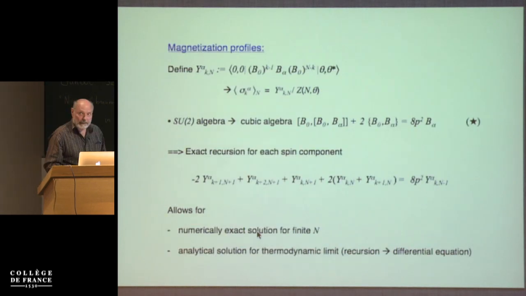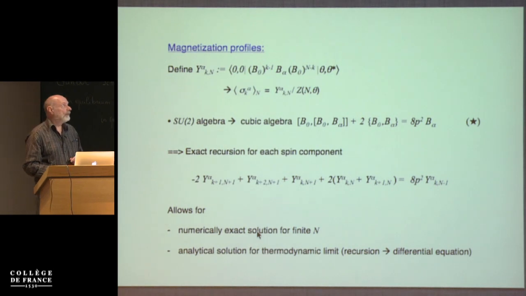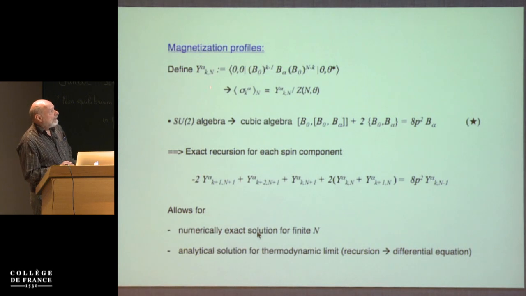Okay, now let's look at the magnetization profiles. Let me just define the unnormalized profile. So remember, this object here is the magnetization profile. You get the magnetization at site k for component alpha just by replacing the B0 by a B alpha, and then you have to normalize, right? So this is just the unnormalized magnetization profile.